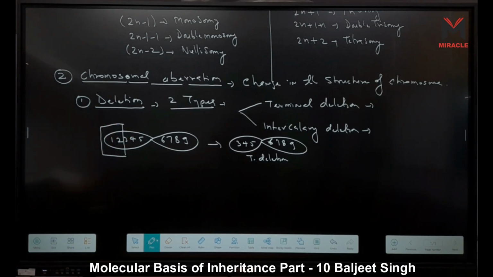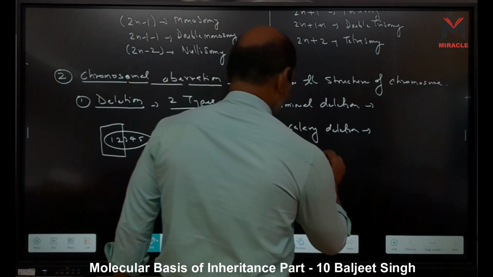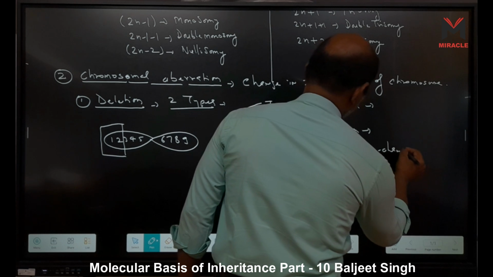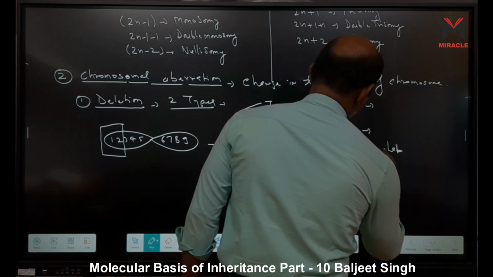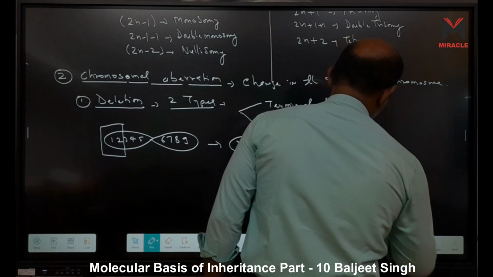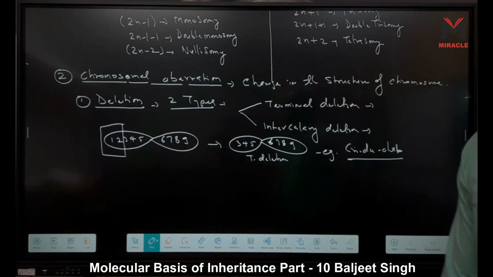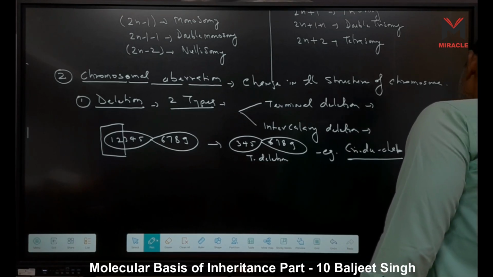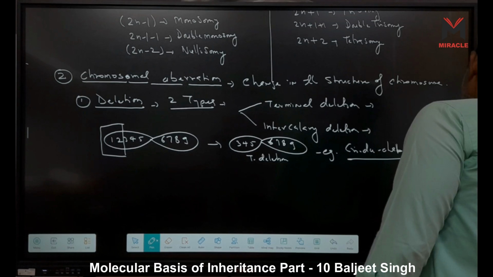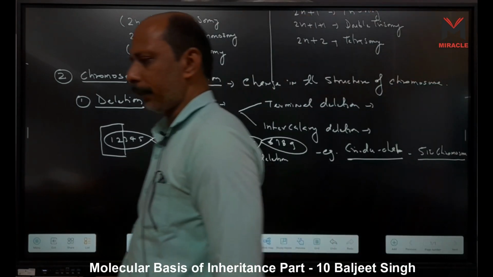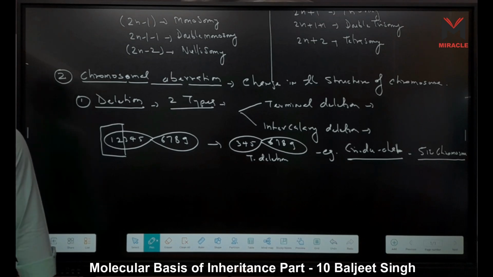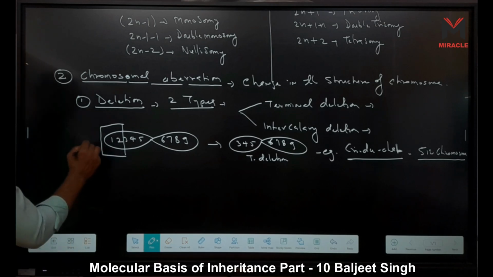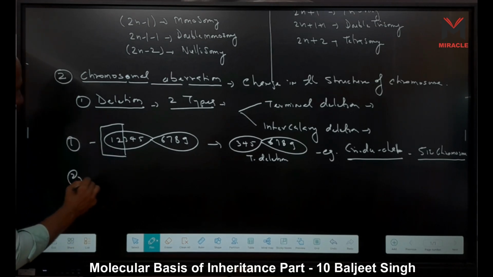Do you understand? As for example here, cri du chat syndrome. Cri du chat syndrome is due to the terminal deletion in 5th chromosome. Right? Second one is our intercalary. This one is first, and second one is our intercalary.